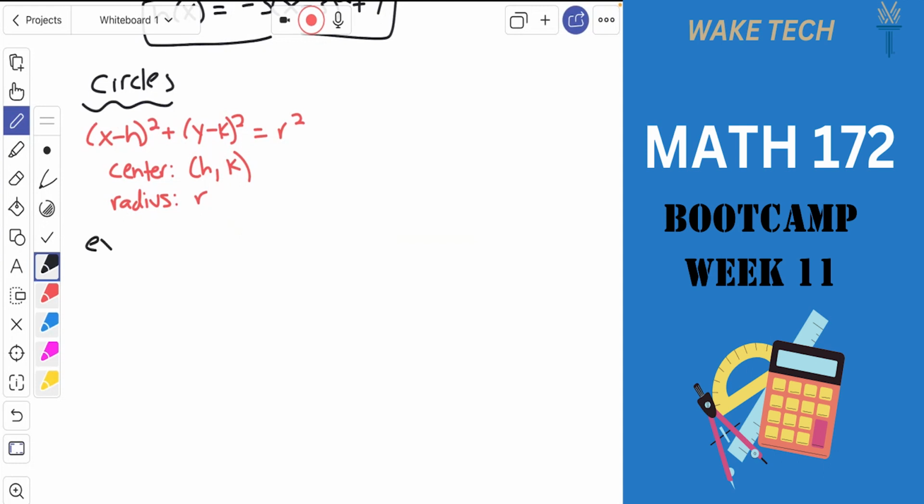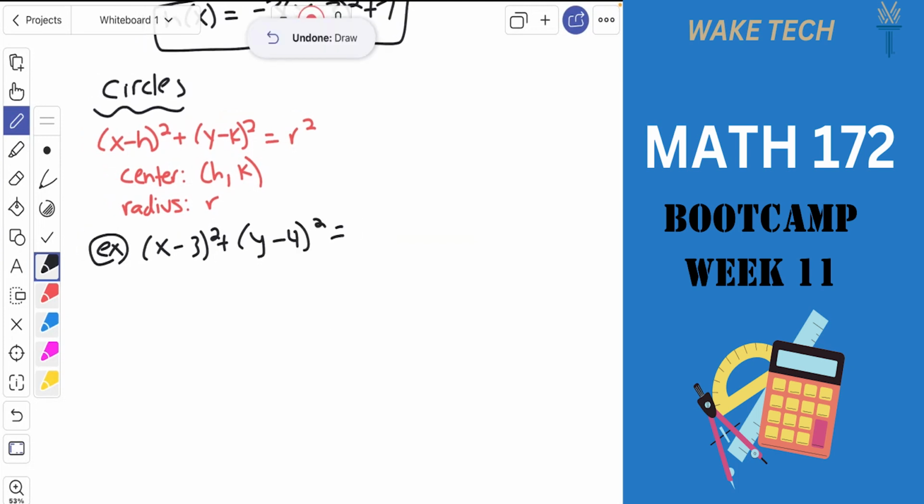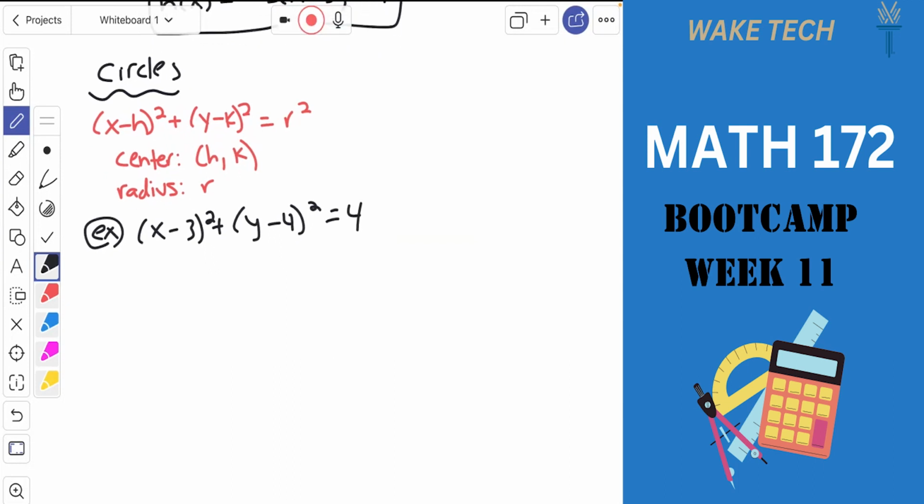Let's say we have the equation (x minus 3) squared plus (y minus 4) squared equals 4. In order to graph this, we only need to do two things. We need to identify the center, and we need to identify the radius. The center is literally at the ordered pair h and k. So in this case, that's 3, 4.